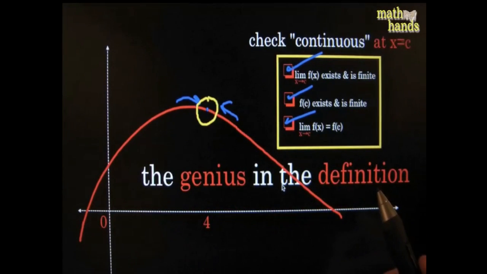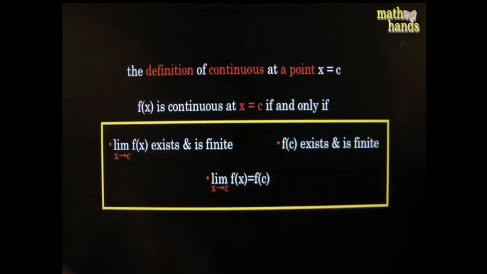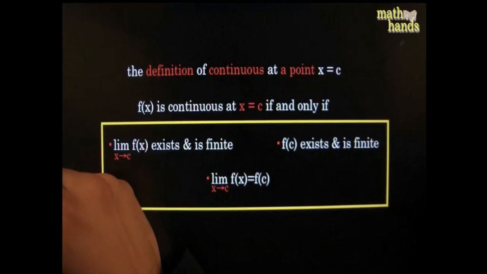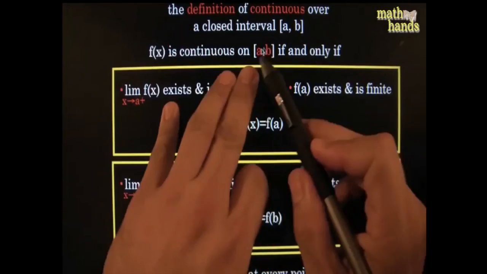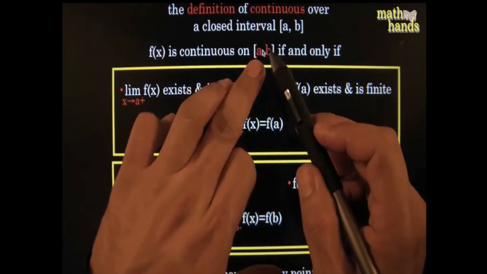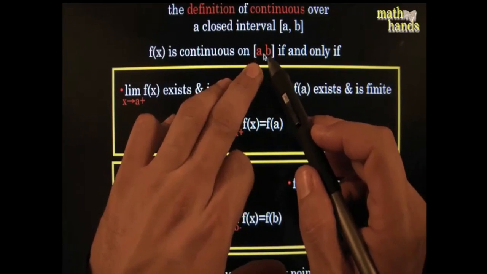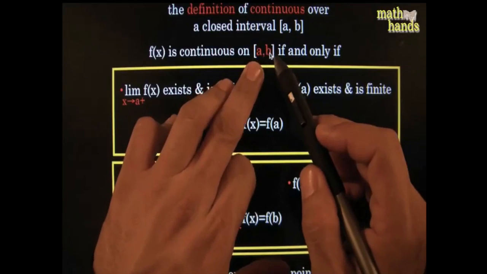I told you. See why they pay me? Anyways, you can also define continuous not just at a point but over an interval. The trouble with the interval is that the endpoints have to be looked at separately.